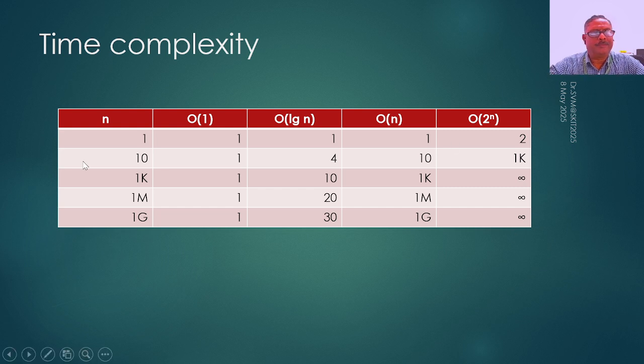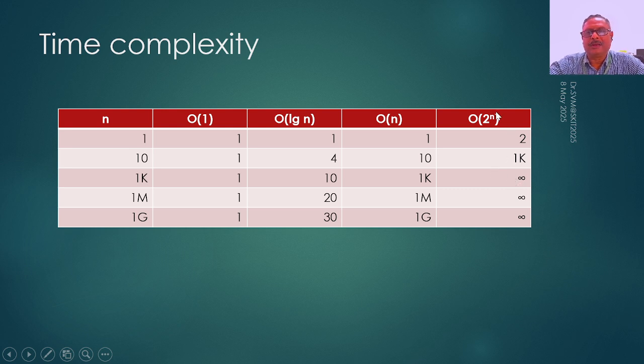Linear is the same, whatever n is: 1, 10,000, a million, a billion, and so on. And if it is 2 to the power n, that is exponential, then for 1 it takes 2 units of time, for 10 it takes 1,000 units of time, and from 1,000 onwards, it's just beyond our computation. It's so big that it's just a universal lifetime. Even that one doesn't fit here.